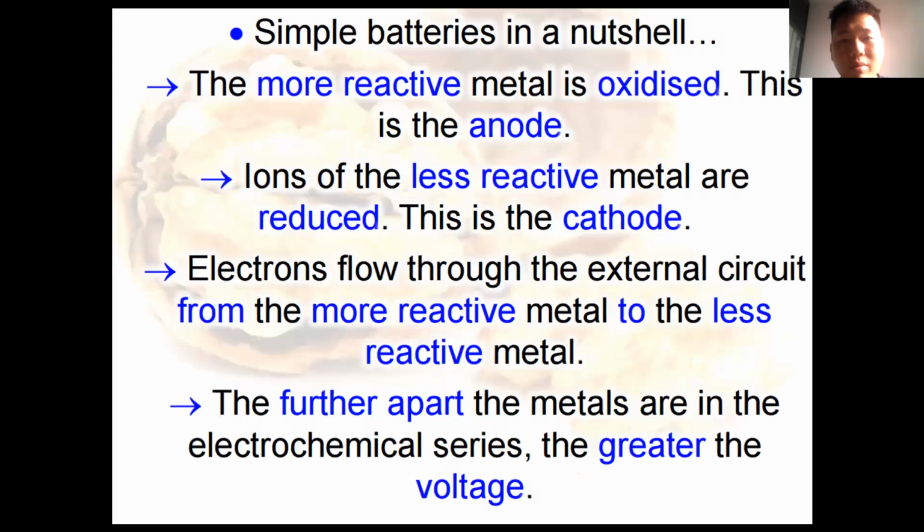So in a nutshell, the more reactive metal will be oxidized at the anode. Remember, at the anode here is always oxidation, and ions of the less reactive metal are reduced at the cathode, and electrons will flow from the more reactive metal to the less reactive metal. Since electrons flow from the more reactive metal, which is the anode, it will be the negative anode. And the last point you need to know for this simple battery is that the further apart the metals are in the electrochemical series, the greater the voltage.